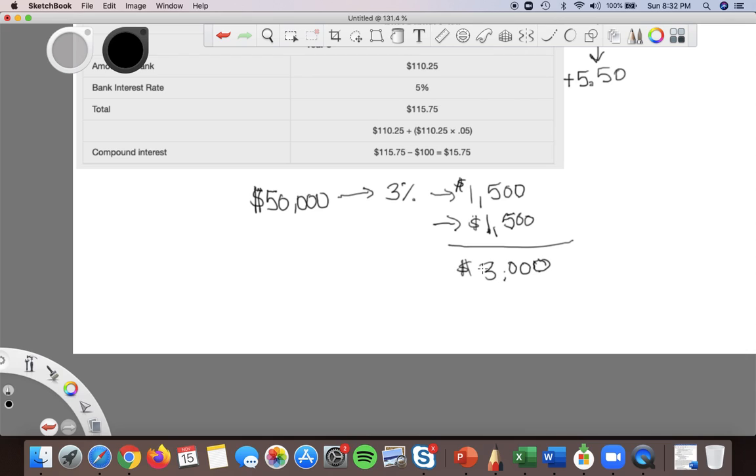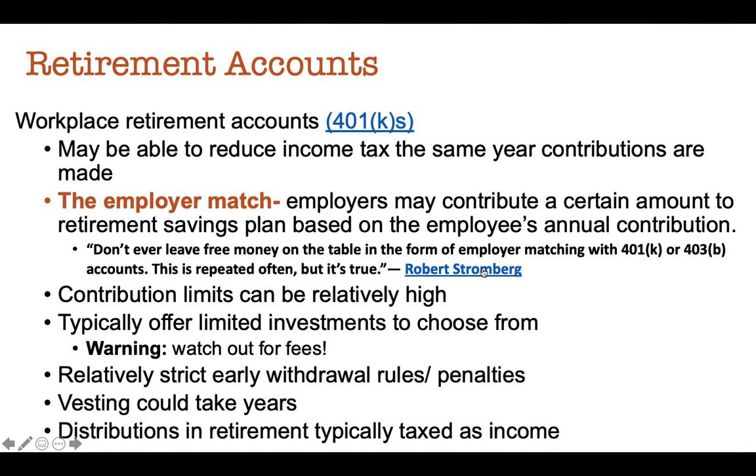And the thing about the employer match is they match however much you put in there. So if you put in 2%, they'll put in 2%. So this is a piece of advice from a certified financial advisor or planner. Don't ever leave free money on the table in the form of employer matching with 401k or 403b accounts. This is repeated often, but it's true. Again, your employer is going to match based on what you put in. So it might be hard to set aside that extra $1,500, but if you don't set it aside, you're not going to get the employer match and you'll be walking away from free money.